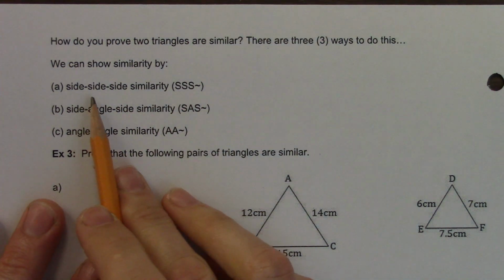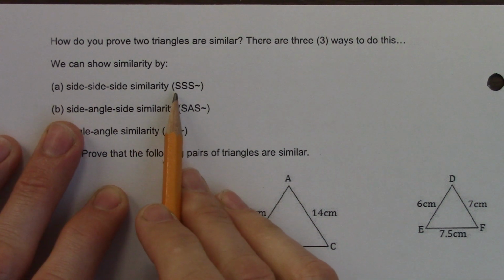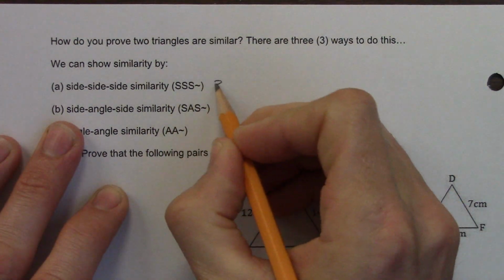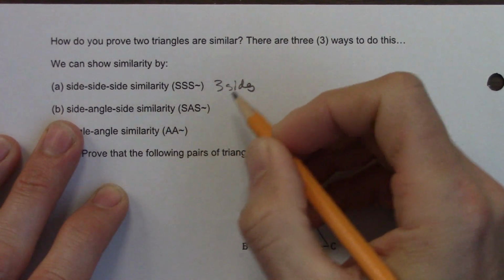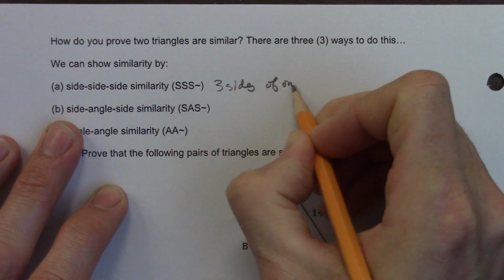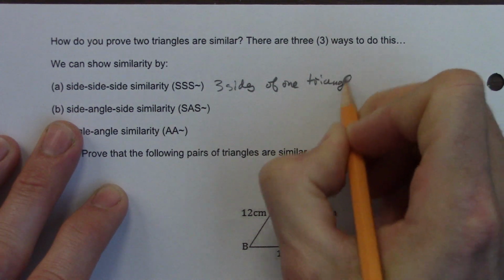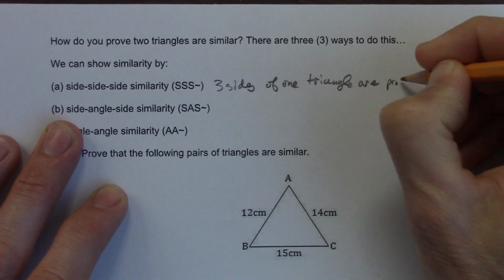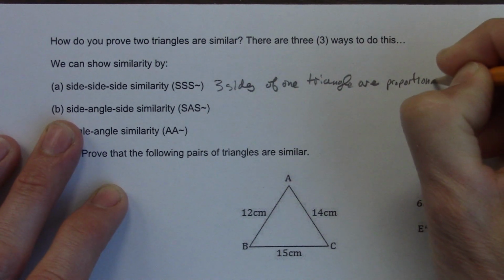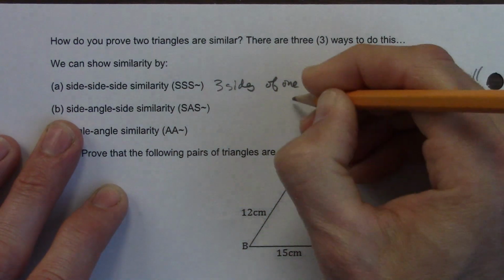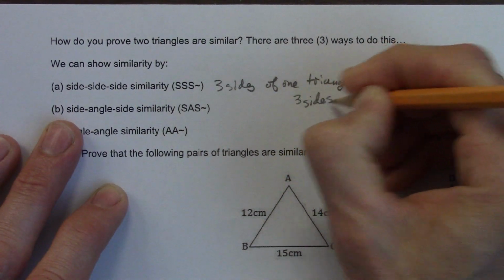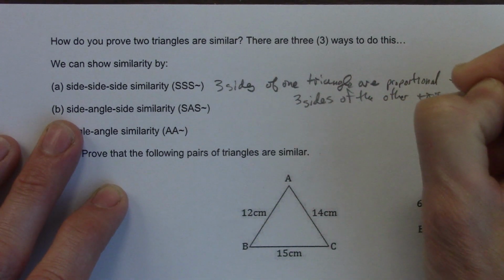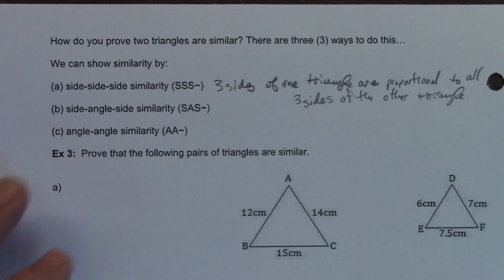So that's what the first one is, this side similarity. Okay, we call it SSS. And what do we check? We check three sides of one triangle are proportional to all three sides of the other triangle. Okay? That's the first one.